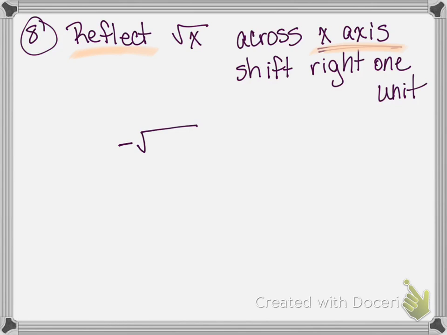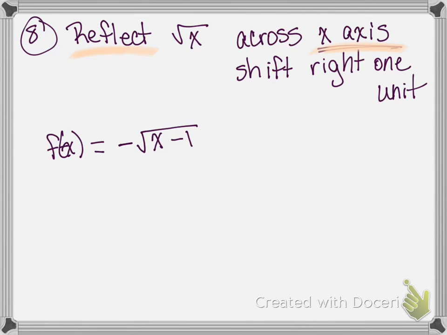Now, if I want to shift it 1 unit to the right, I'm moving it right, but the change goes the opposite way. So do I put it inside with the x, or do I put it outside? Inside. And what do I put, plus or minus? Good. Okay, so there it is. F of x.